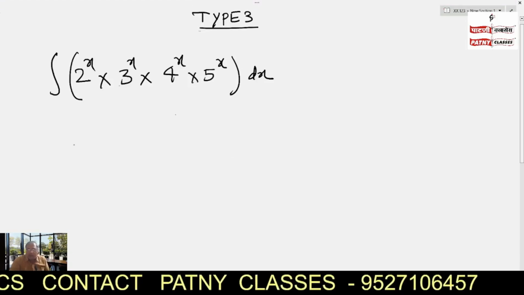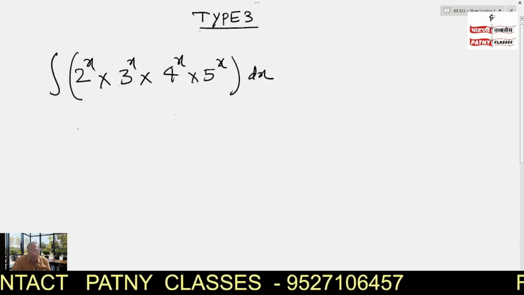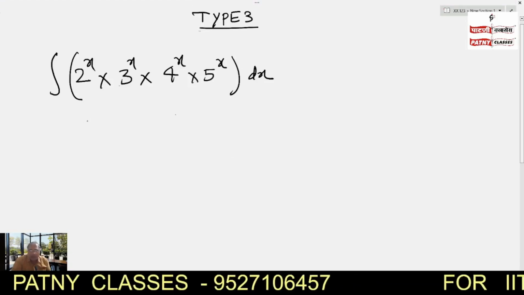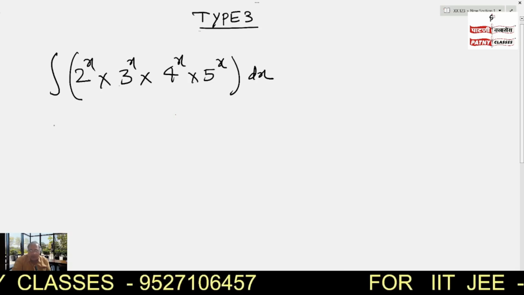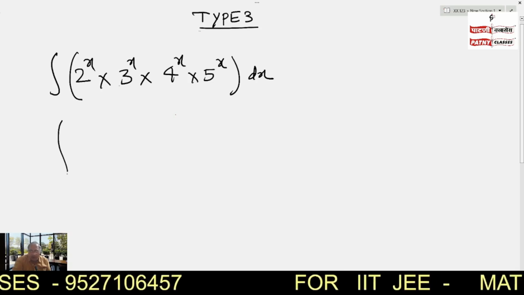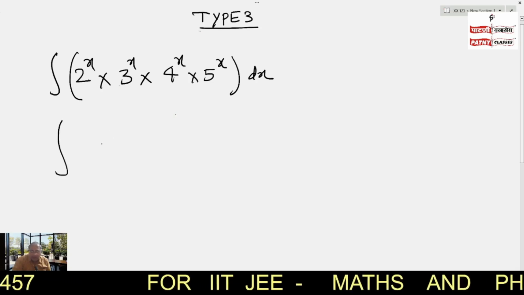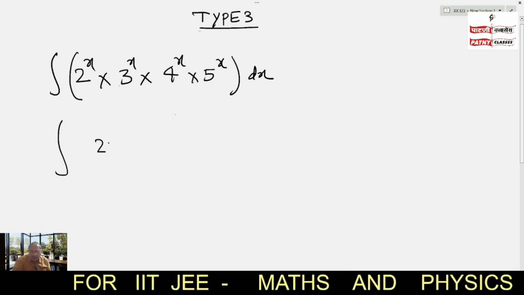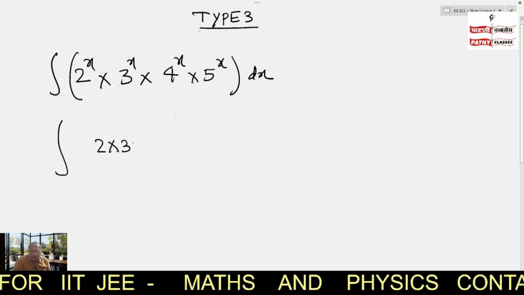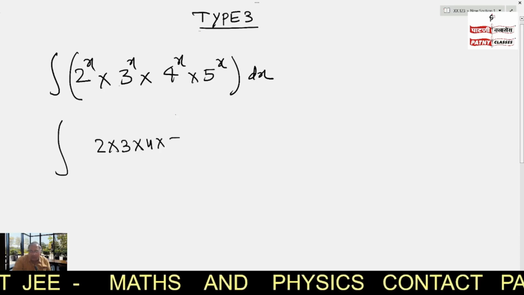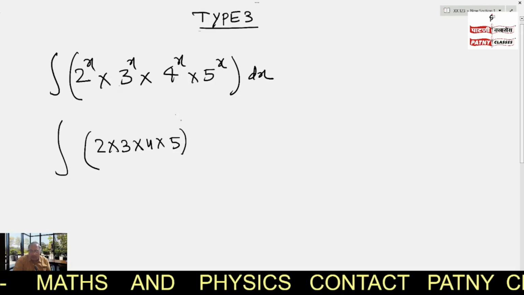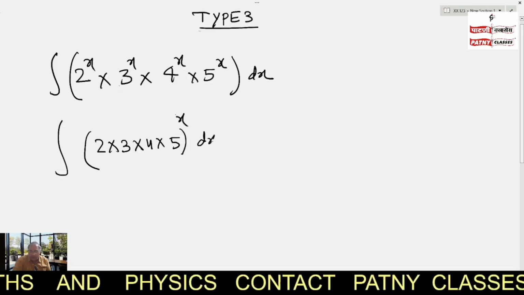Now another problem: integration of 2 raised to x into 3 raised to x into 4 raised to x into 5 raised to x with respect to x. All are multiplied, and they are having the common index. Therefore, when they are having a common index, we can write it like this: (2 into 3 into 4 into 5) whole raised to x with respect to x.